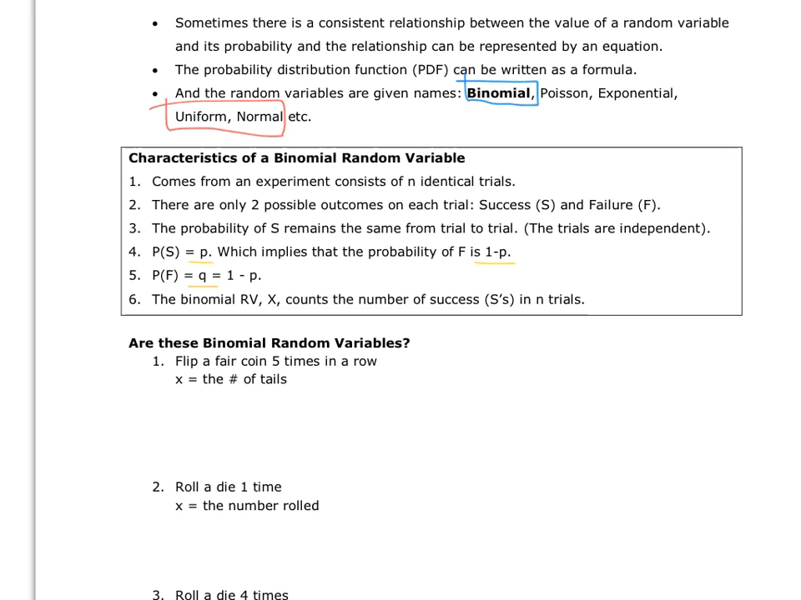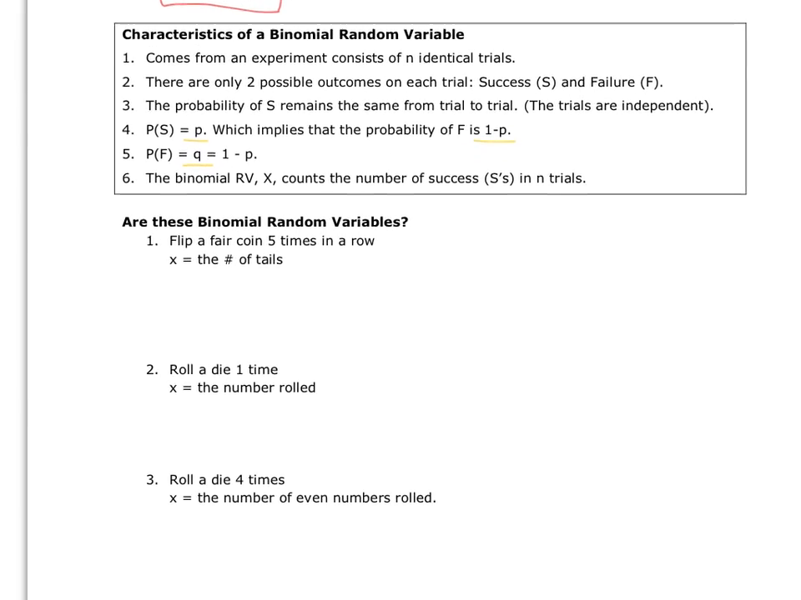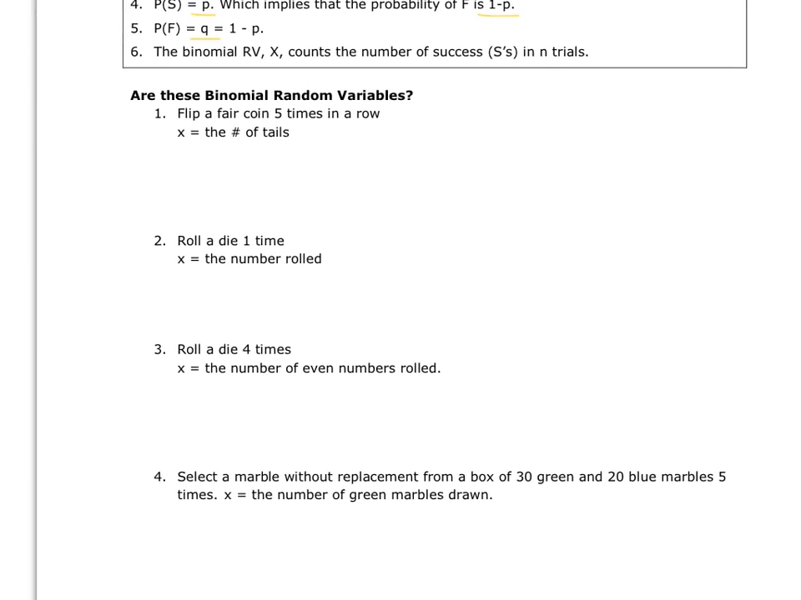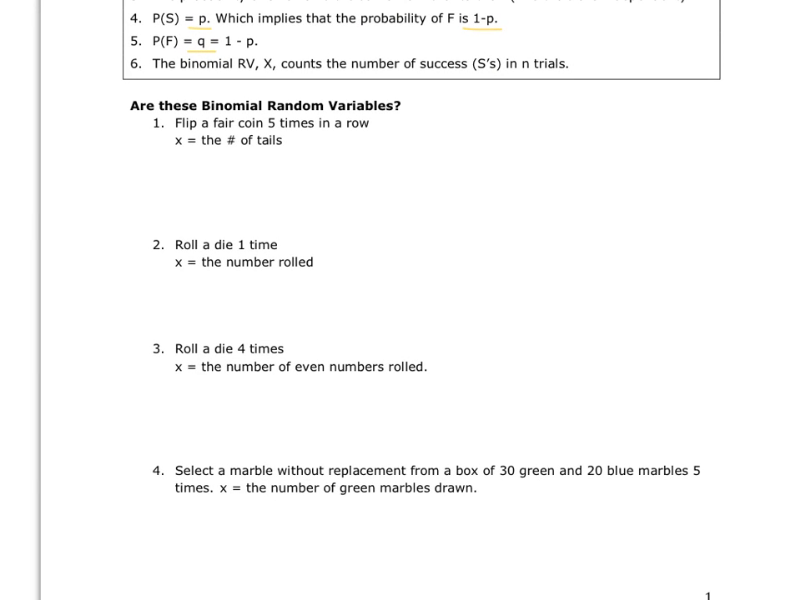Let's look at some examples and identify whether they're binomial and then identify the different characteristics that they take on. So this first one, we flip a fair coin 5 times in a row, and we're assigning x to be the number of tails that we get in those 5 flips of the coin. This is binomial. And so that means that we can identify what n is, we can identify what a success is, and we can identify what p, the probability of a success, is.